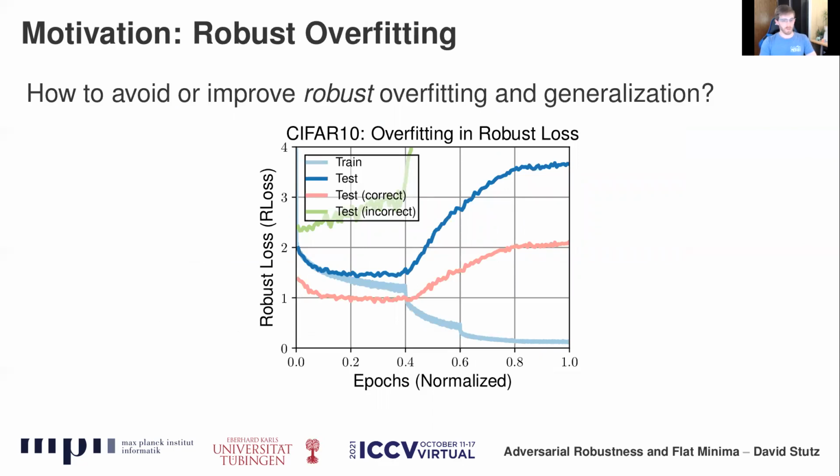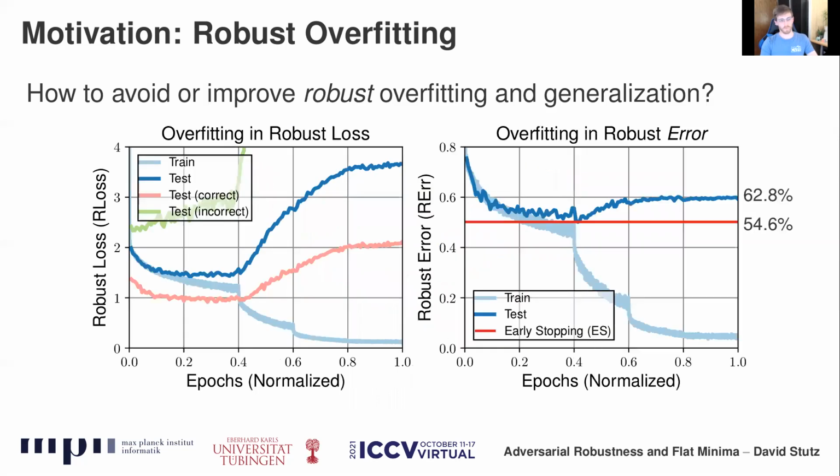As shown here in dark blue, the robust loss on test examples does not continuously decrease throughout training, but starts to increase very sharply around 30% of the epochs. This is despite the robust loss on training examples continuously decreasing in light blue. We also highlight that robust loss increases significantly not only for misclassified, but also for correctly classified test examples in rows. The impact of robust overfitting can, of course, also be shown in terms of the test error on adversarial examples, the so-called robust test error. Here, robust overfitting increases the test error on adversarial examples significantly, and therefore early stopping is commonly employed as a simple but effective strategy to avoid robust overfitting.